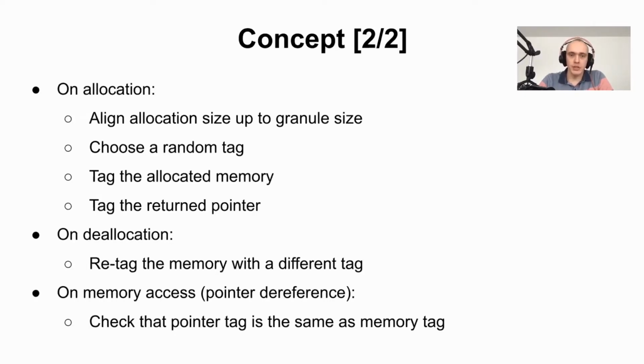The way this is typically implemented is the allocator does the following. First of all, it has to align the allocation up to the granule size, because this is the smallest granularity that we have. Then the allocator chooses a random tag or uses some other rules to choose a tag, tags the allocated memory, tags the pointer, and returns the pointer. Of course, the pointer and the memory are tagged with the same tag. On reallocation, we can retag the memory with a different tag. And then on memory access, what happens is that we actually check that the pointer tag is the same as the memory tag.